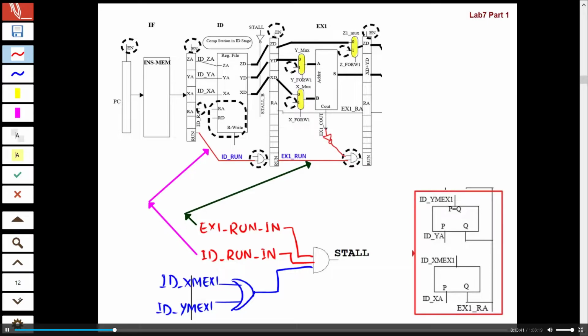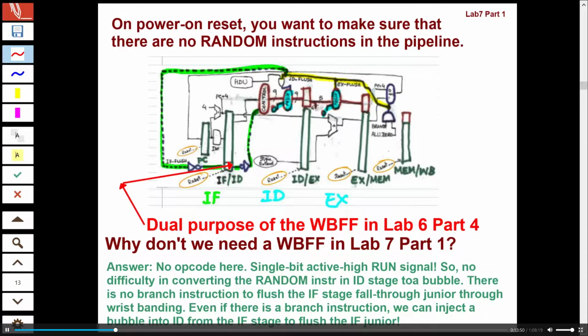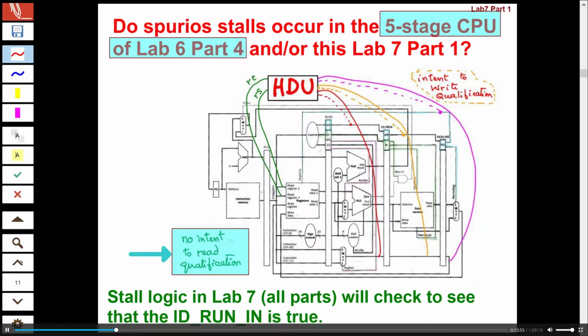Here we are showing stalling. We do not want spurious stalls. How do we avoid them? Yes, spurious stalls. So we discussed this.